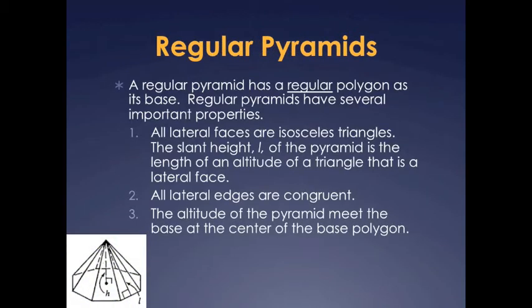Here's an example of a regular pyramid. A regular pyramid has a regular polygon as its base. Regular pyramids have several important properties. All the lateral faces are isosceles triangles.